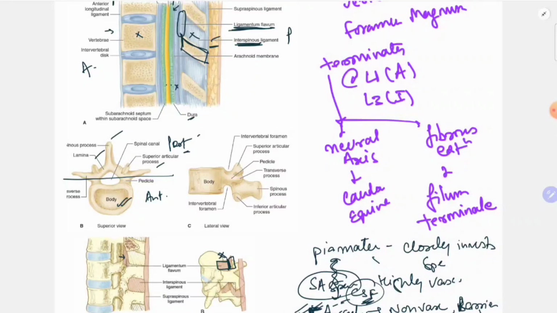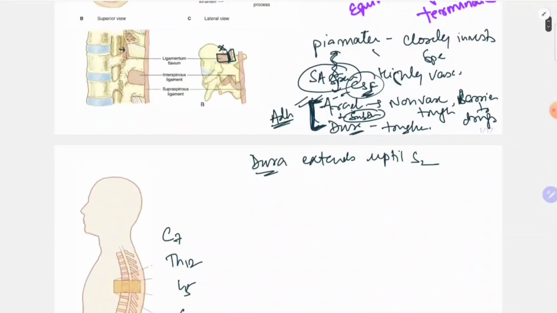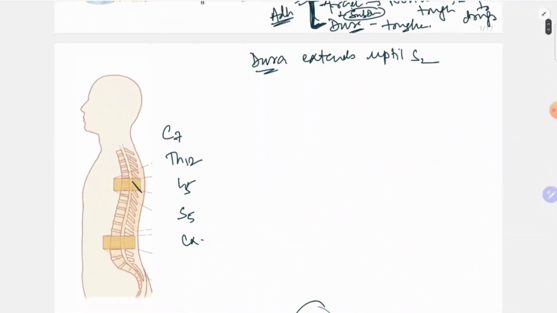pedicles, they all form the posterior elements. And talking of the spinous process, those of the thoracic are more slanted, they are more oblique or angulated caudad, okay, as compared to lumbar. Lumbar are more horizontally angulated, and this makes a difference when we are approaching the thoracic epidural space.